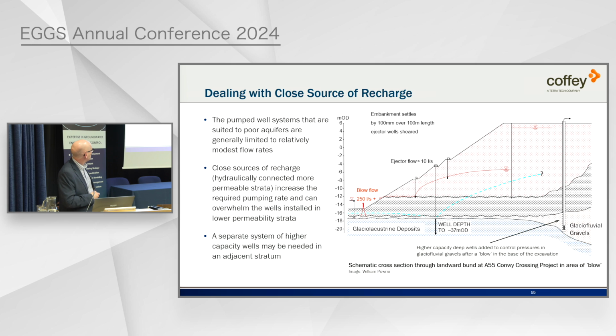In reality, the ejector system from the poor aquifer was pumping about 10 litres per second, a tiny fraction of the flow there. So the conceptual model kicked in with investigations, and some of the investigations found that there was a significant channel of glacial fluvial gravels. And again, if I had a pint of beer for every time a buried glacial channel has caused a problem, I'd have quite a few pints of beer. But it's a very real problem.